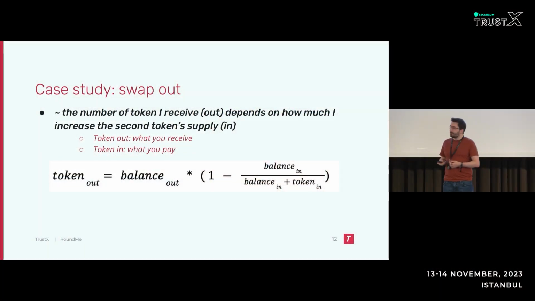So this formula might seem a bit complex at first, but it's a simplification of the Balancer type of formula for an AMM. You have a pool, you have two tokens. Token in are the tokens that you are going to send to the protocol. Token out are the tokens that you are going to receive. So you are sending some token in, you are receiving some token out. The way you can interpret this formula is that the more you send token in, the lower the fraction is going to be, and then the balance out is going to be multiplied by a number which is going to increase.